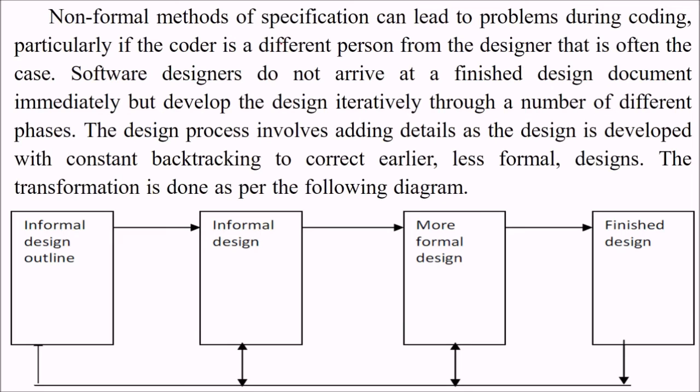Non-formal methods of specification can lead to problems during coding, particularly if the coder is a different person from the person who designed it, who is the designer. Software designers do not arrive at a finished design document immediately, but develop the design iteratively through a number of different phases. The design process involves adding details as the design is developed, with constant backtracking to correct earlier, less formal designs. So the transformation is done like this: first we make the informal design outline, then the informal design, then we make it more formal and the finished design. And these can go back at any time.